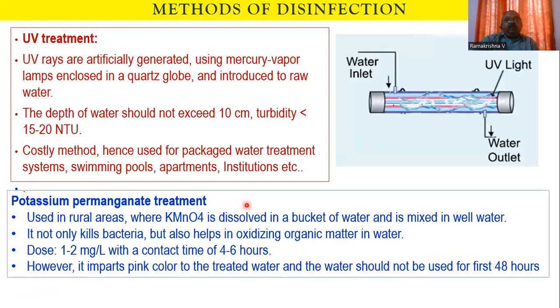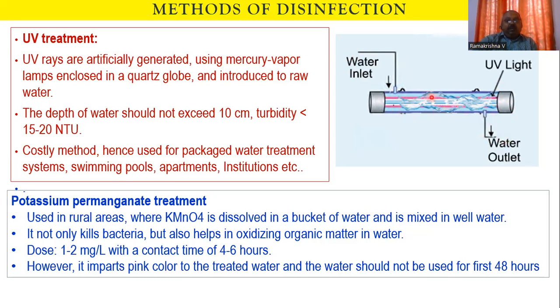Now another thing is ultraviolet treatment. Ultraviolet rays are artificially generated using mercury vapor lamps enclosed in a quartz globe introduced to the raw water. You can see here, this is a small bottle, a small enclosure where ultraviolet rays are artificially produced. Raw water enters here, gets exposed to the ultraviolet rays, and subsequently after disinfection, water is taken out.